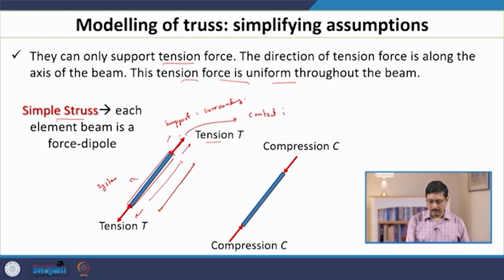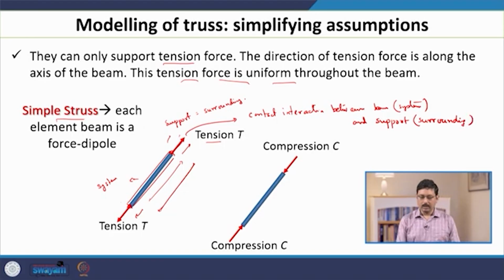contact interaction between the beam, that is our system, and support, that is the surrounding. The other possibility is that the direction can be the opposite, so that the support is putting a force which is into the beam. In that case, by convention it is called compression. So, this is about the direction.